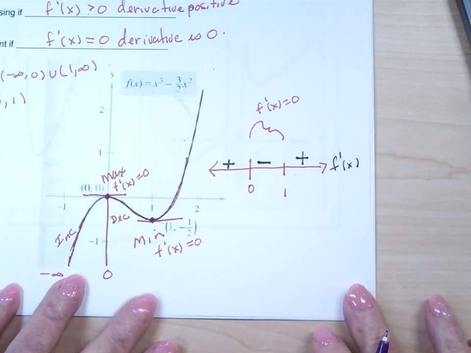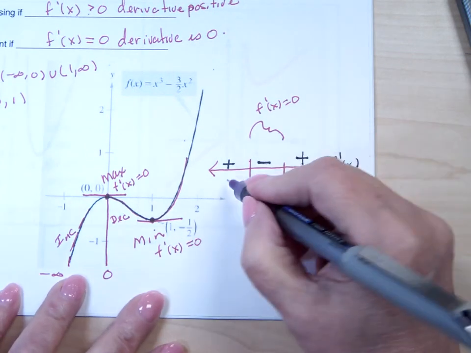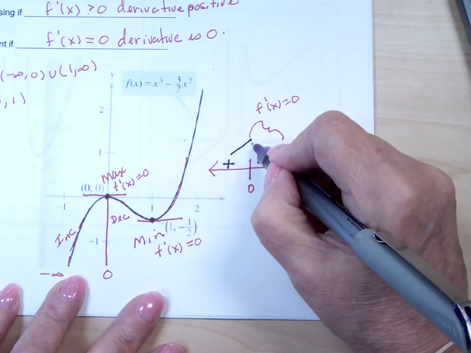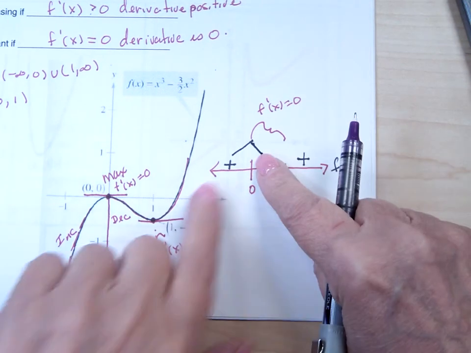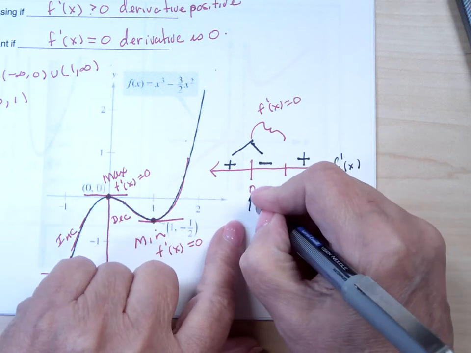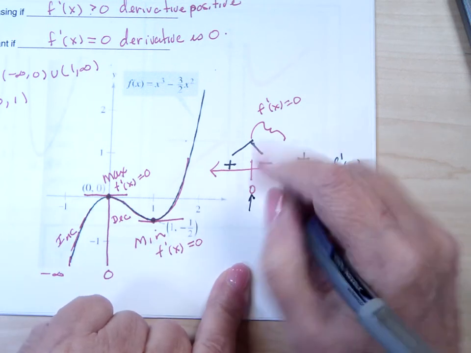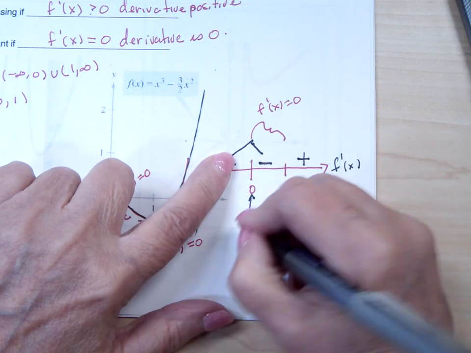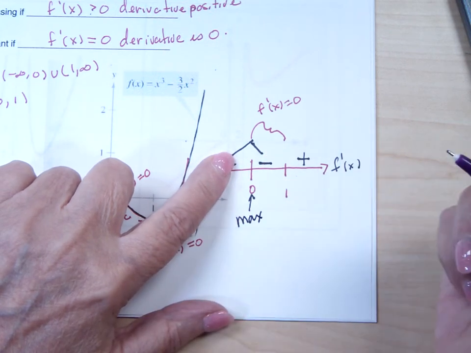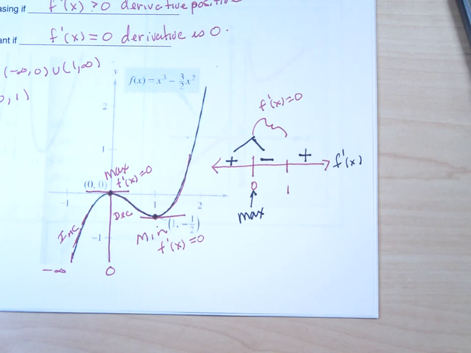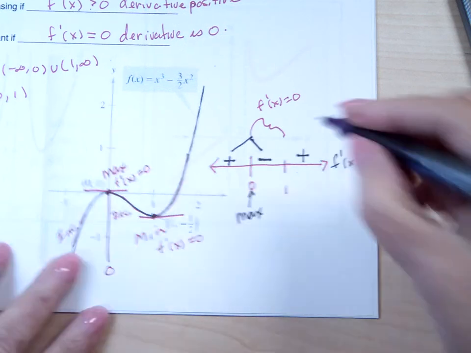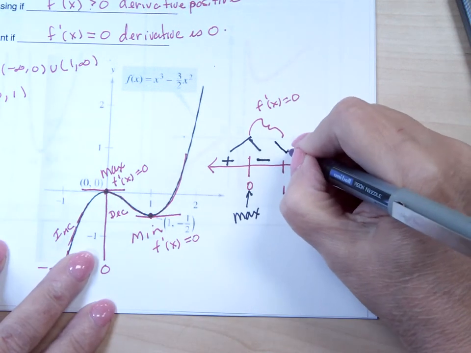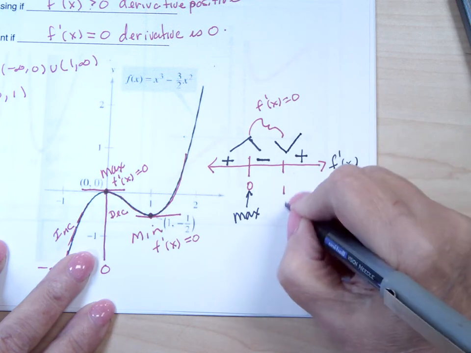Now, that would say slope positive, slope negative means that x equals 0 is a, what does it look like it is? Maximum. Right? The little pointy thing is up like this. So positive followed by negative is a maximum. Negative followed by positive is a minimum.